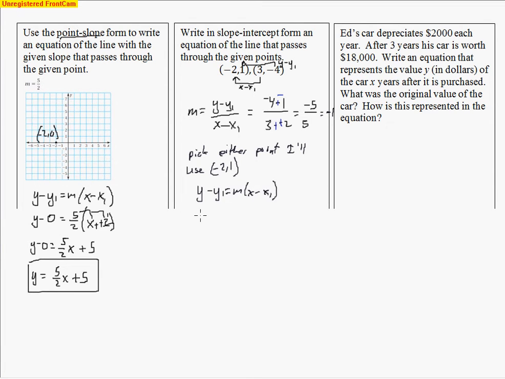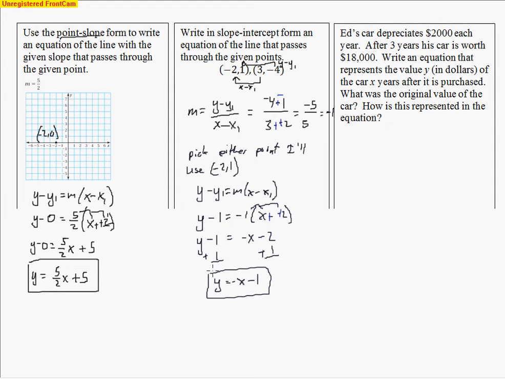So when I do the work, I've got y minus 1 equals the slope, which was -1, times x minus -2. Anytime you see that minus negative, remember that just makes a plus positive here. And then you can go ahead and distribute. When I distribute, that -1 is going to switch the sign, so I get -x minus 2. From there I have to add the 1, and I'll get the answer y equals -x minus 1.